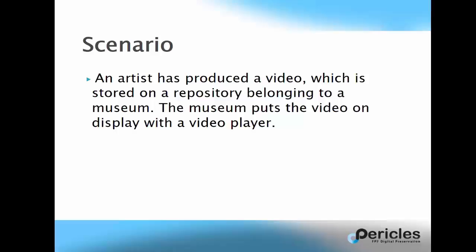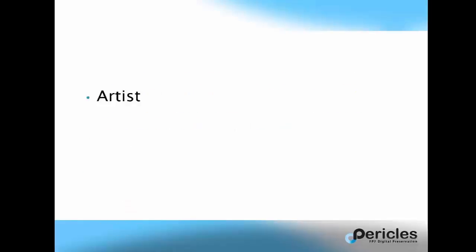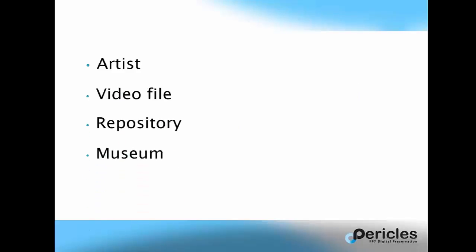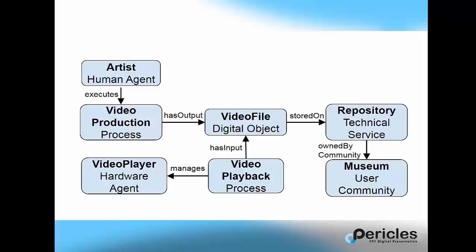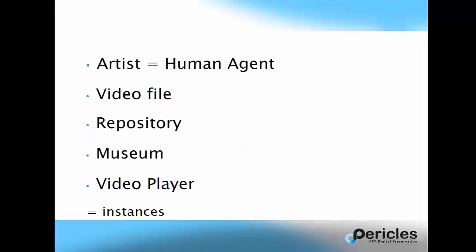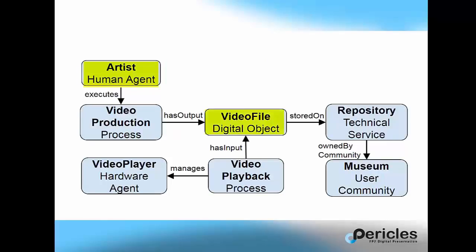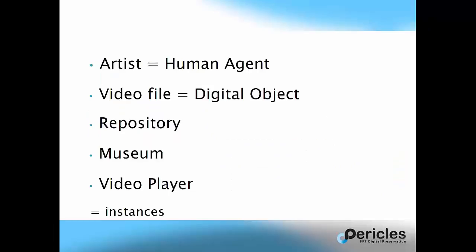Before we start using the tool, we need to think what and who is involved in this scenario as the main actors. We have the artist, the video file, the repository, the museum, and the video player. These are what we call instances. Now we need to match these real instances to abstract entities of the DEM. Let's start with the artist. The matching entity is human agent. Now the video file. This corresponds to digital object.